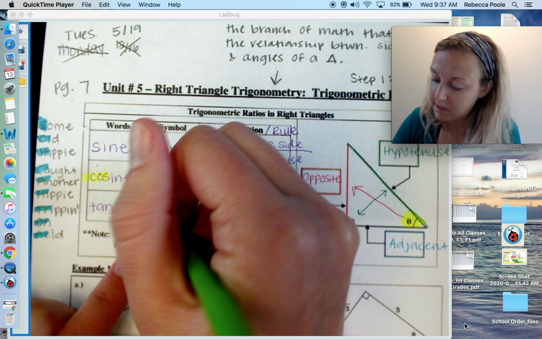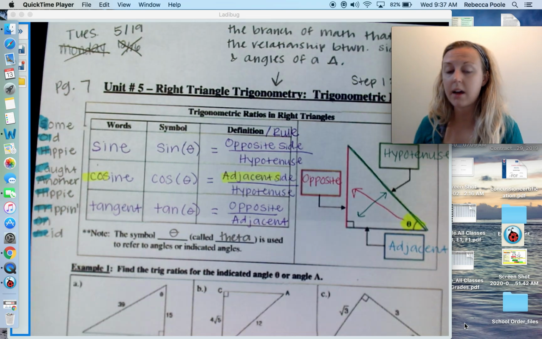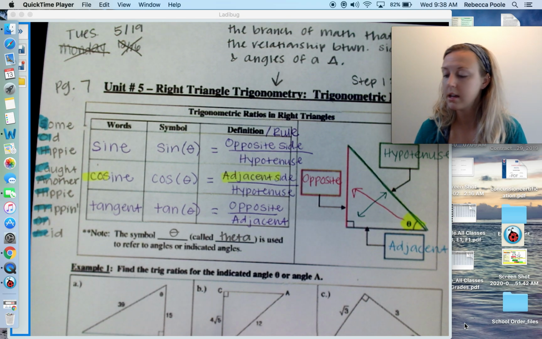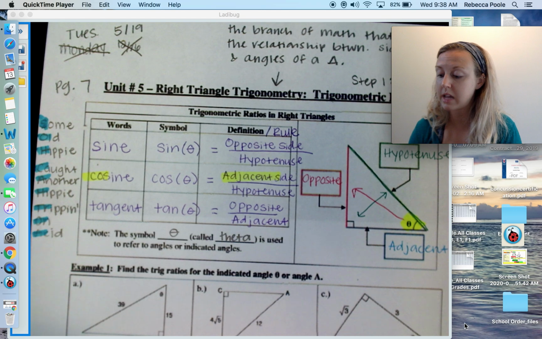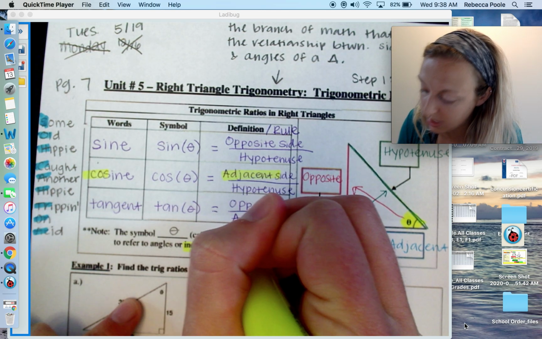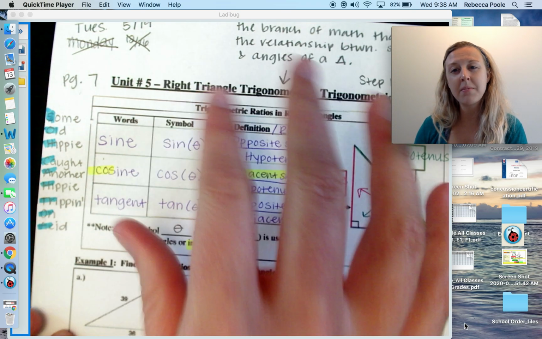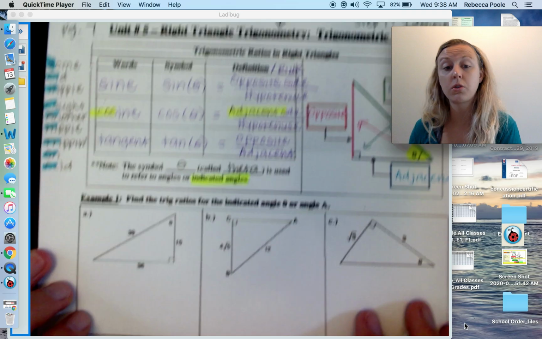Now, down here, the symbol theta, and that's how it's spelled, it's just a Greek letter, okay, is used to refer to angles or indicated angles. So wherever you see theta, that is the angle they want you to use. So that is the indicated angle, all right? Hopefully that kind of makes some sense, but if not, I'm about to do 3 examples with you.